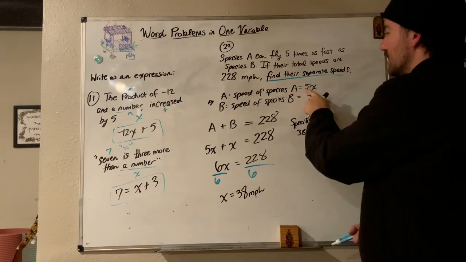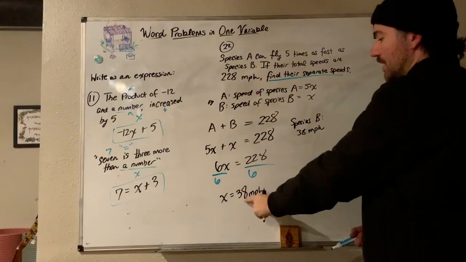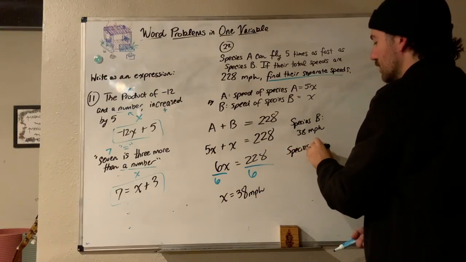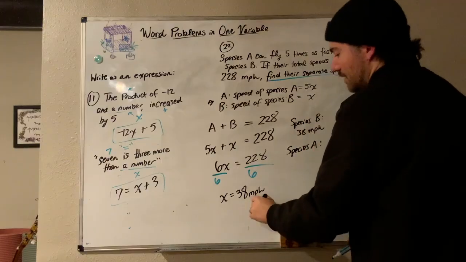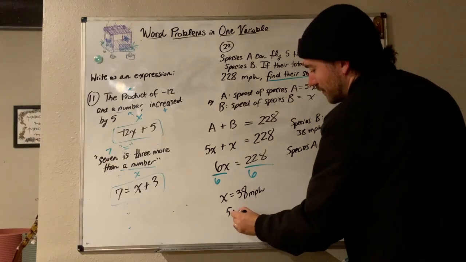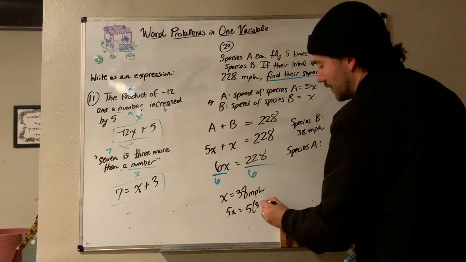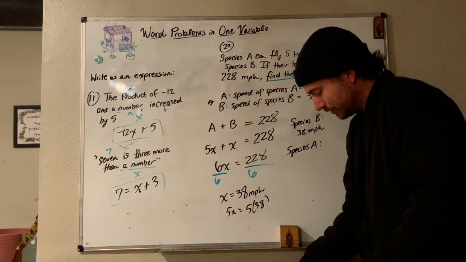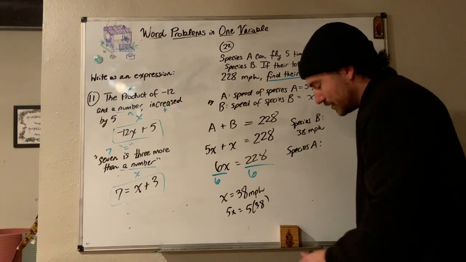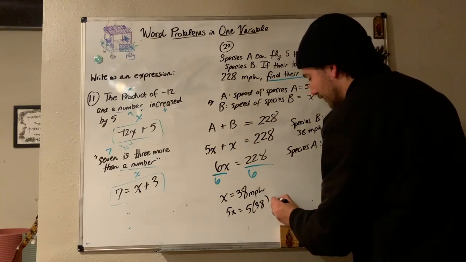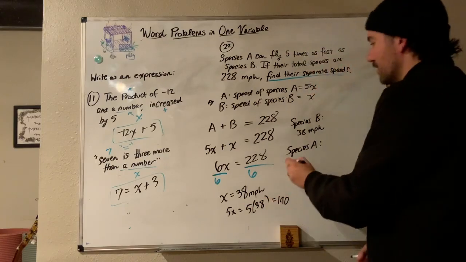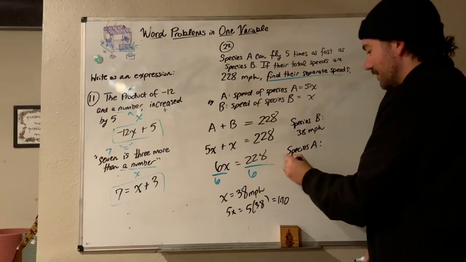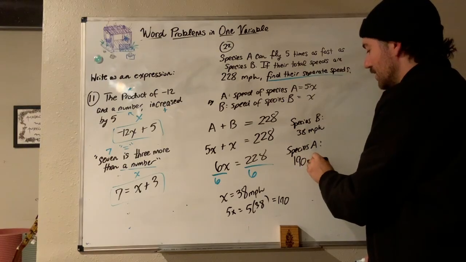And species A is 5 times this number x, and x is 38. So species A should be 5 times 38. And say 5x is 5 times 38. Let's see what that gives us. I get 190. So that will be our speed of species A, 5 times the speed of species B: 190 miles per hour.